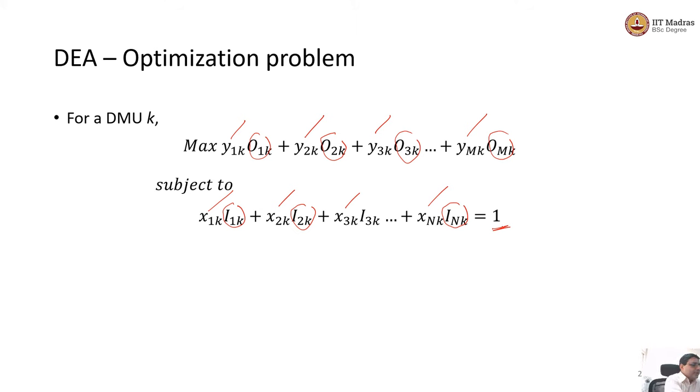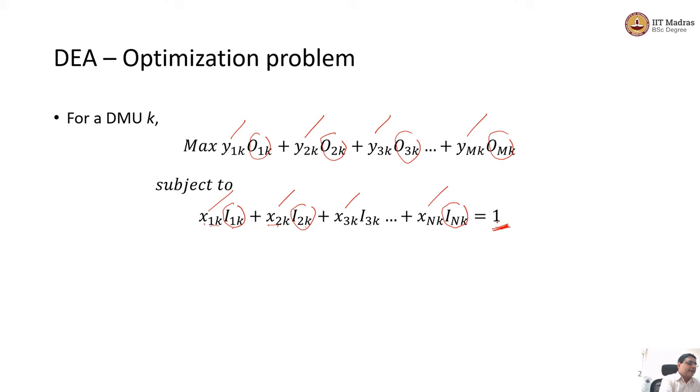Now you notice how this constraint is going to play. The input values I1, I2, I3, IN for this particular DMU cannot be changed. Recall, what were the input values? Input values were the budget, input values were the team sizes. Now those values cannot be rescaled. The only thing that this constraint is going to do is assign the weights in such a way that this normalized equation is 1, right? The weighted input is 1.